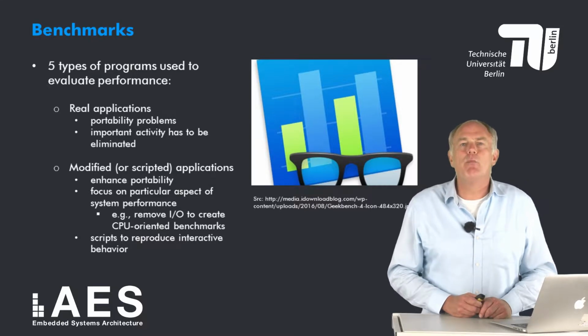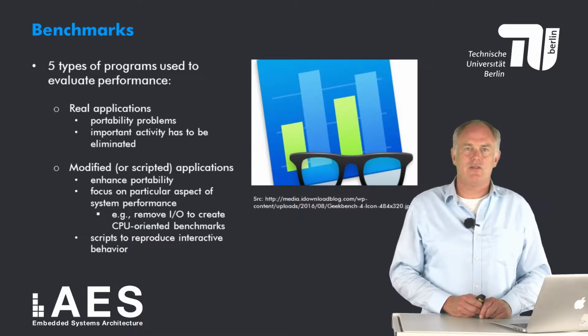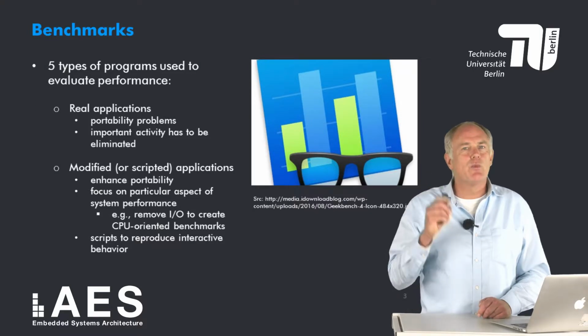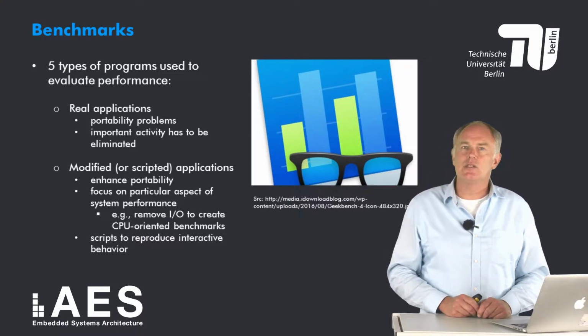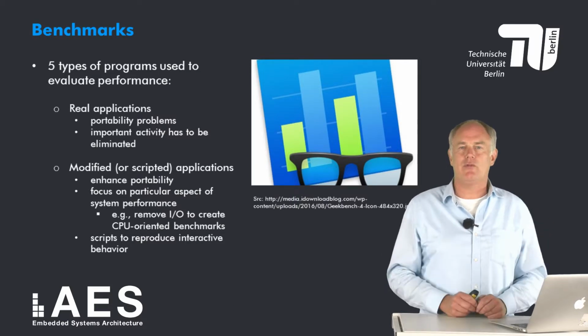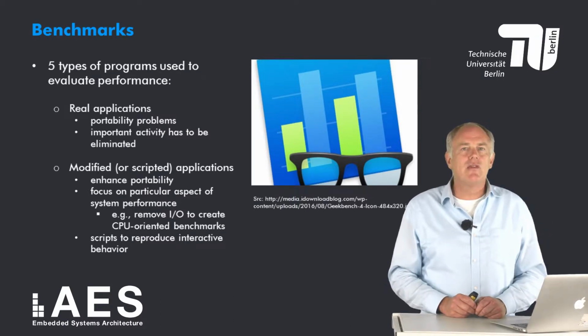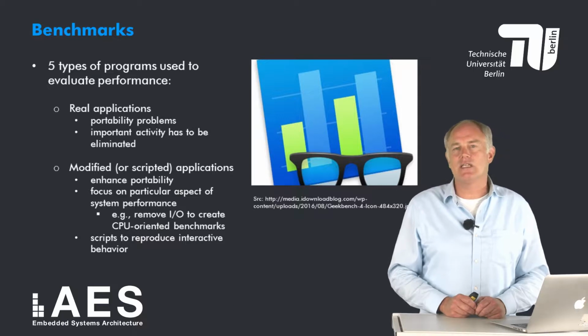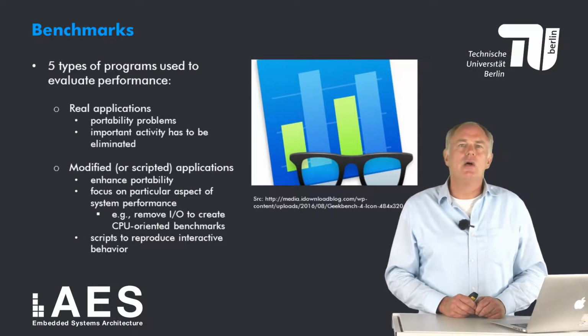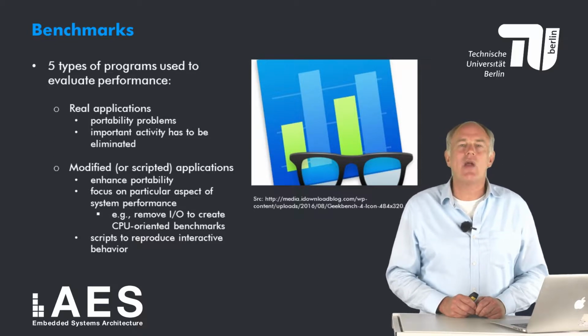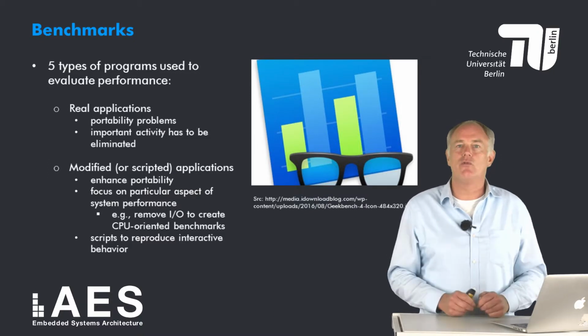Second best is to use modified or scripted applications. There are two reasons why applications are often modified before they are used as benchmarks. The first one is to enhance portability so that they can be executed on multiple platforms. The second reason is to focus on a particular aspect of system performance. For example, to create CPU-oriented benchmarks, the input-output operations are typically removed. Furthermore, scripts are used to reproduce interactive behavior, such as the user reacting to a mouse click.